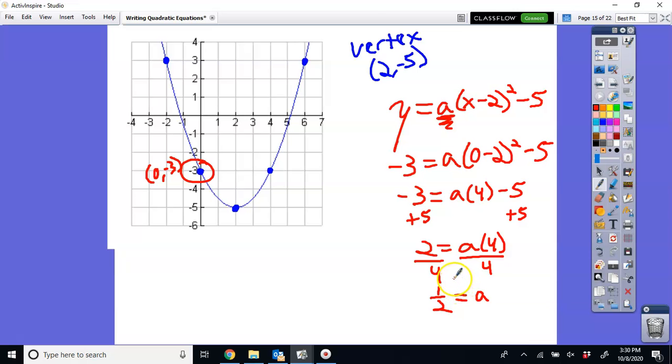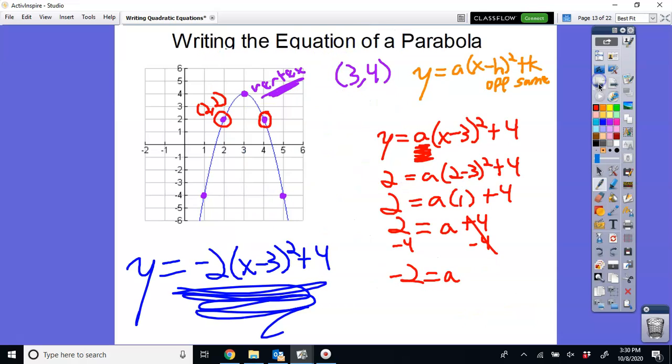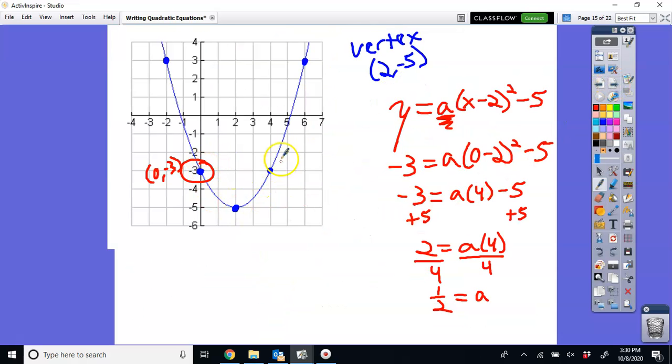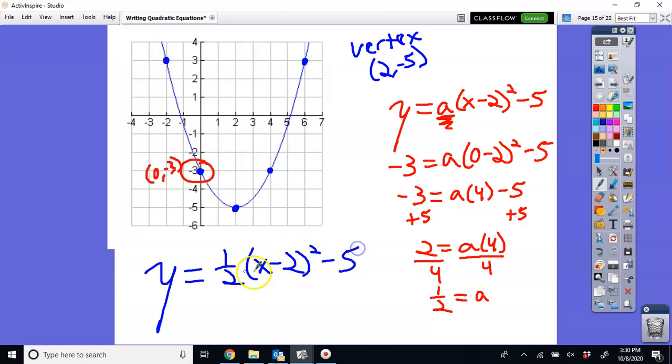Now, what that means, and you can't see it really well on this one, but if you compare it back to that first one we did a minute ago, this graph is a little bit wider. See how it's opened up a little wider? That's because this 1/2 is going to do that. We're going to talk about that in a little bit more detail on the graphing video. So my a value is 1/2.